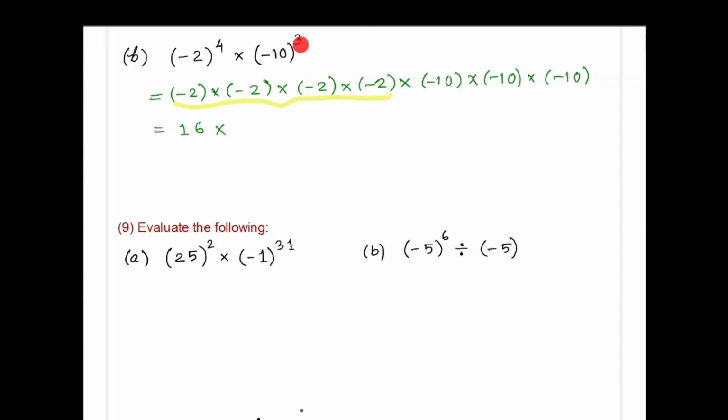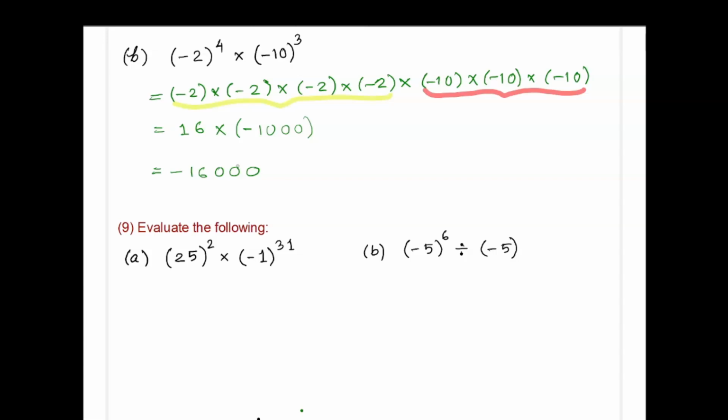Into, see, negative with odd power. That means the answer will come in negative. So how many times? It is 3 times. So minus 10 into minus 10 into minus 10, it will be what? 1000. So what answer we will get? Minus 16,000. Okay? Minus 16,000.